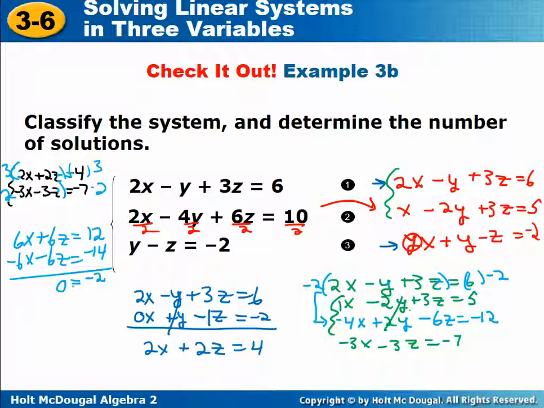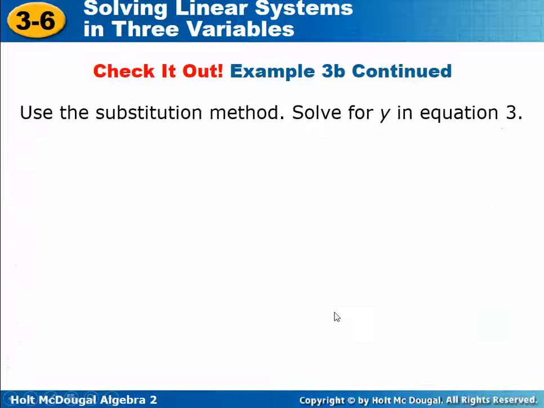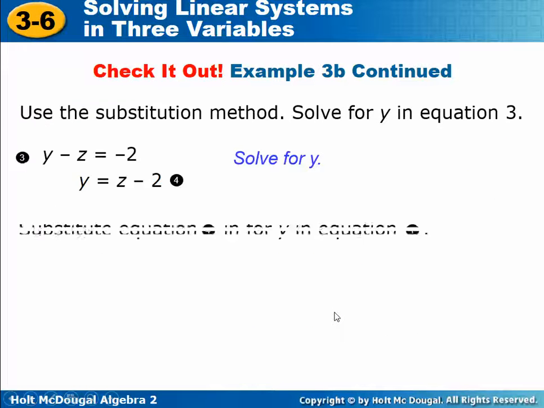But 0 does not equal -2. This is false. So then you know that there is going to be no solution. When you get a statement that is false, you get no solution. And we can't go back and try to find what is x or what is y. You can't, because there's no solution. At this point, you know then that these three planes would never intersect at a point.